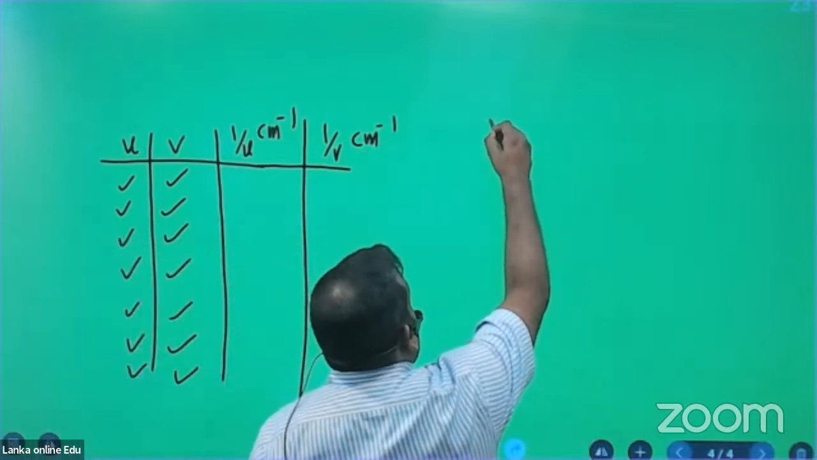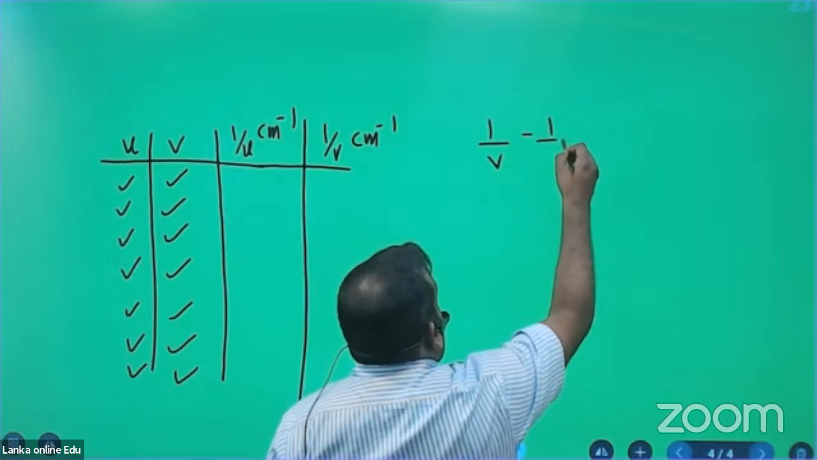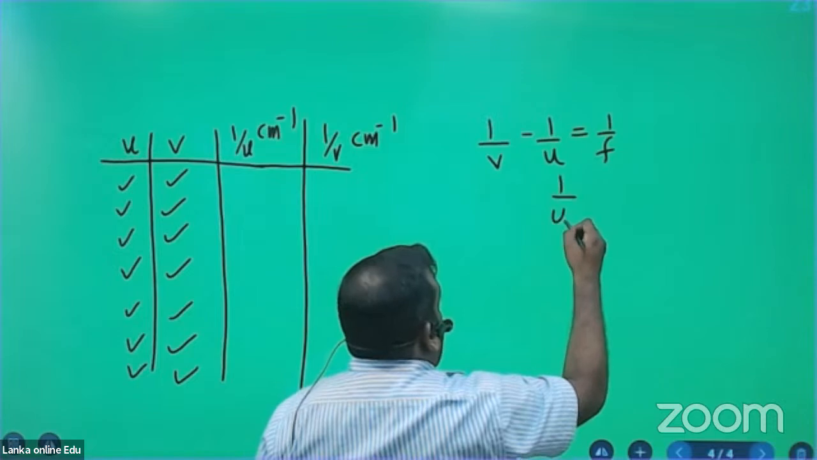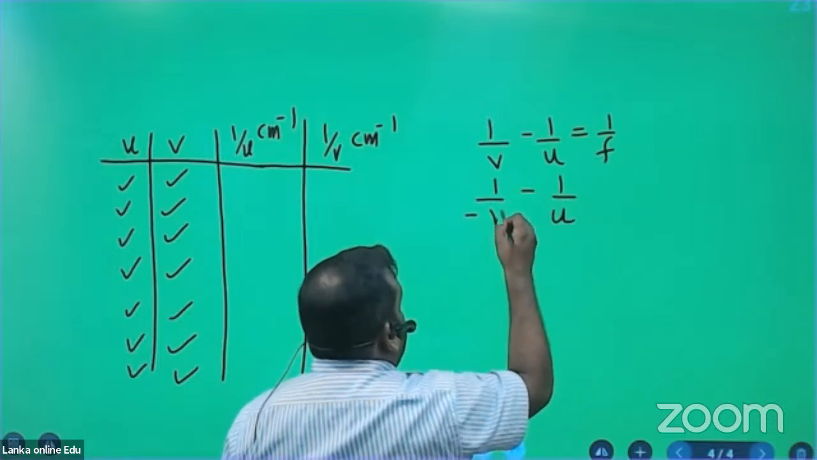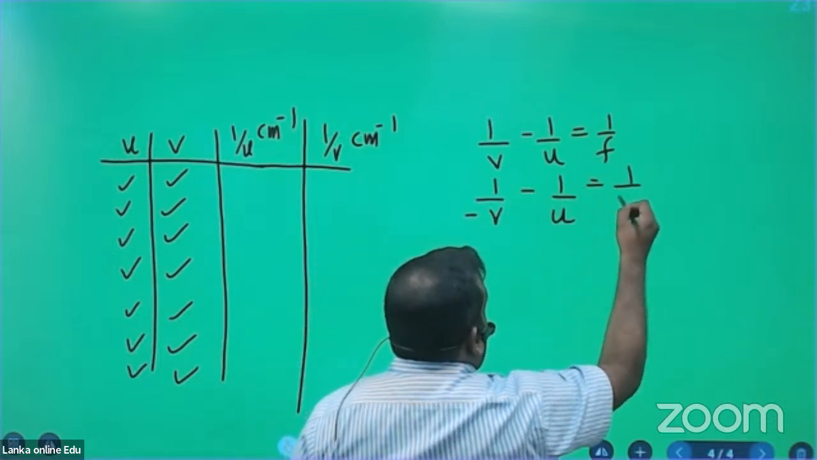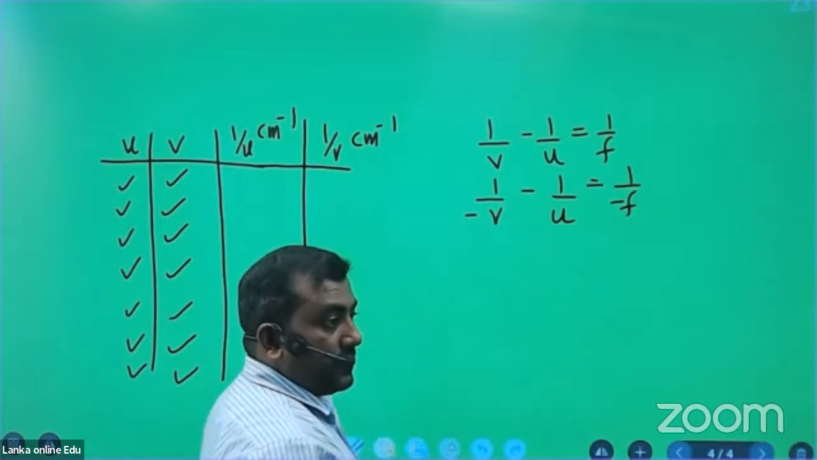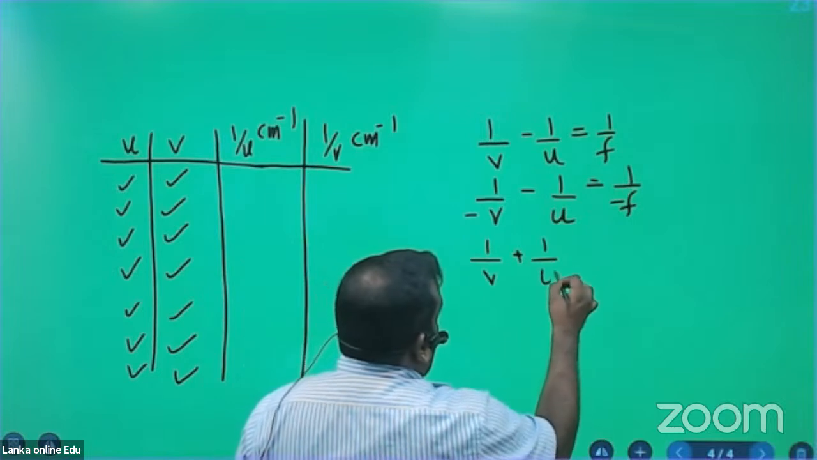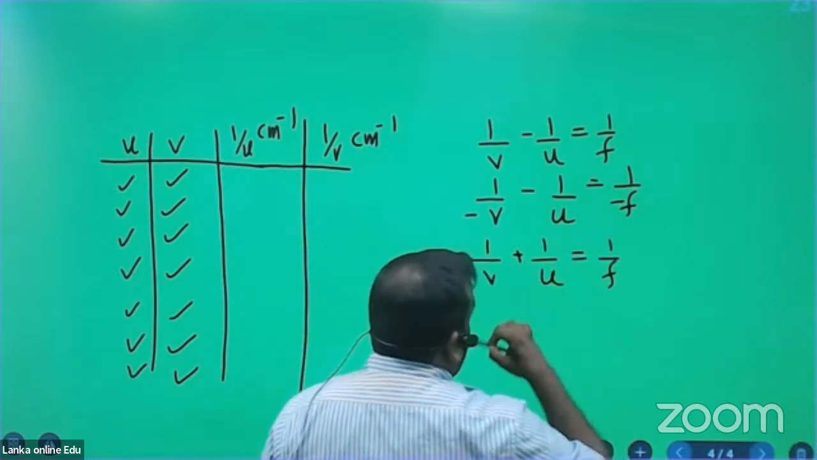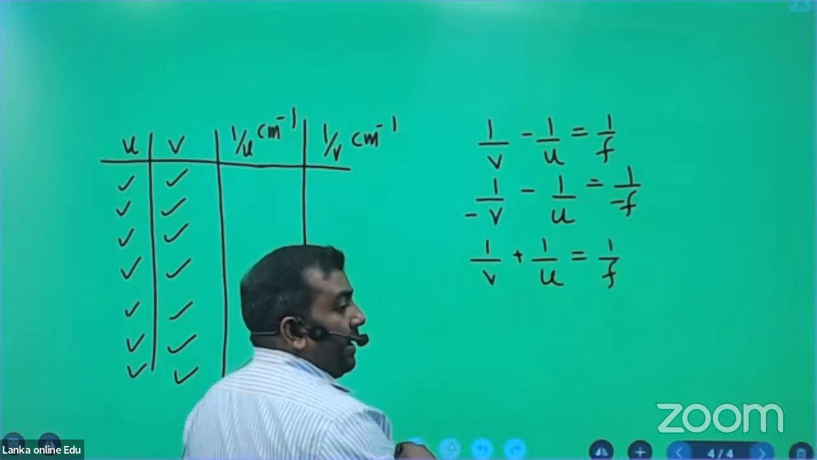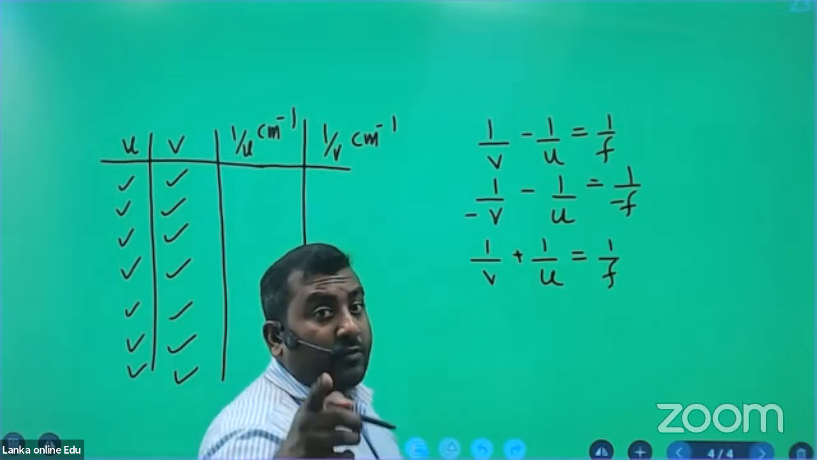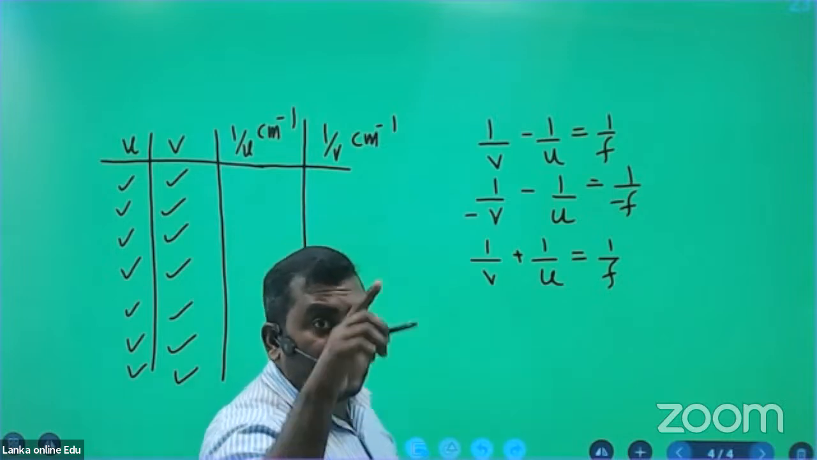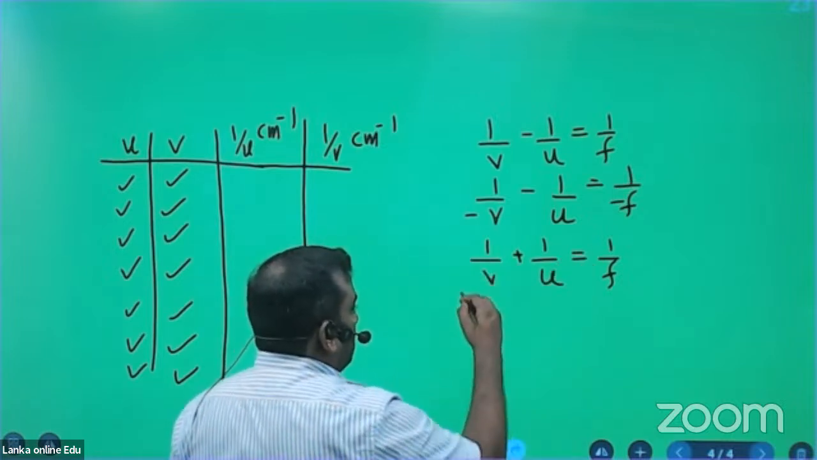Let's apply the lens equation: 1 over V minus 1 over U equals 1 over F. Object distance positive, image distance negative, focal length also negative. Simplify this: 1 over V plus 1 over U equals 1 over F. What is your independent variable? You are changing the object distance. What is your dependent variable? Image distance. So rearrange this.